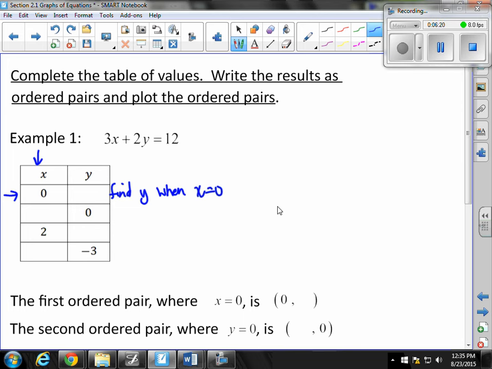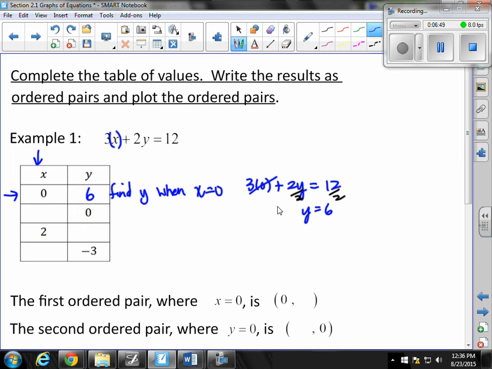So I'm going to go to my equation and I'm going to substitute in for x the value 0. 3 times 0 plus 2y equals 12. 3 times 0 is 0, so I can eliminate that, and I'm left with 2 times y equals 12. To solve for y, I need to divide both sides of my equation by 2, and I get y equals 6. So I'm going to fill that into my chart.